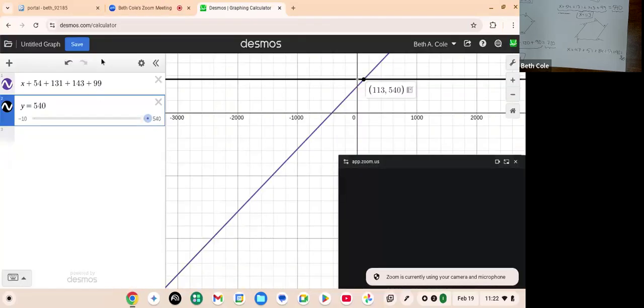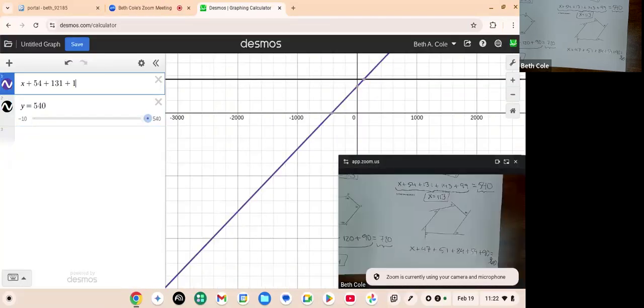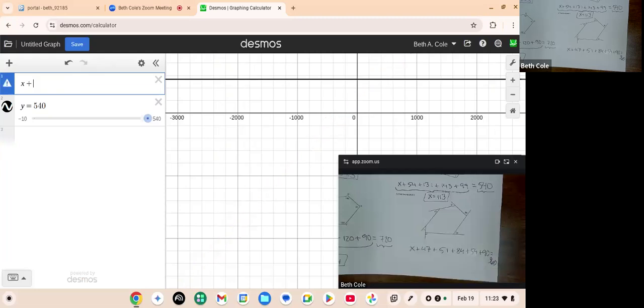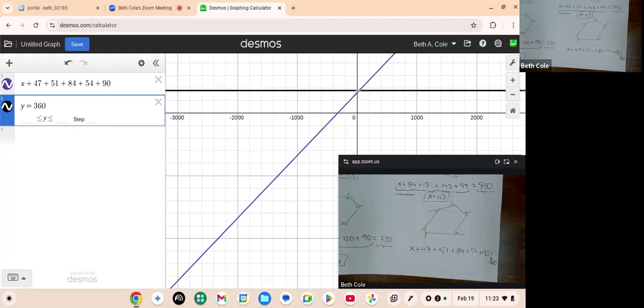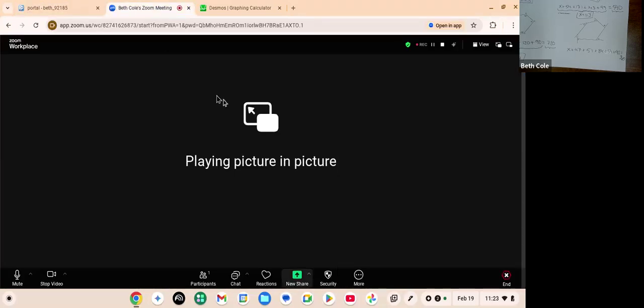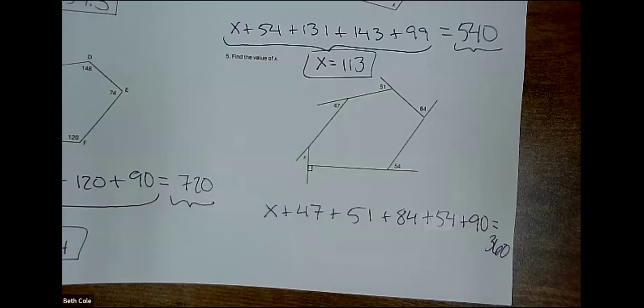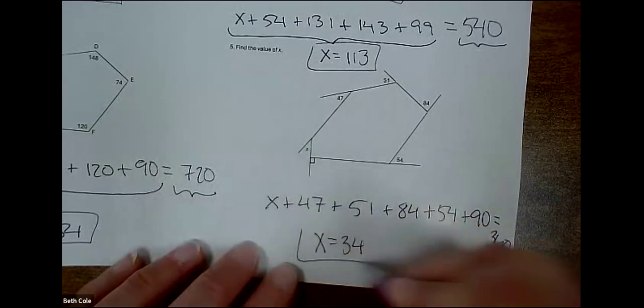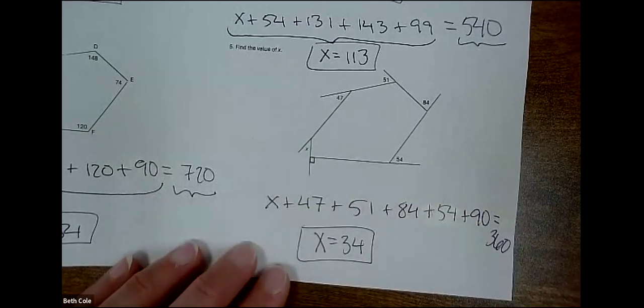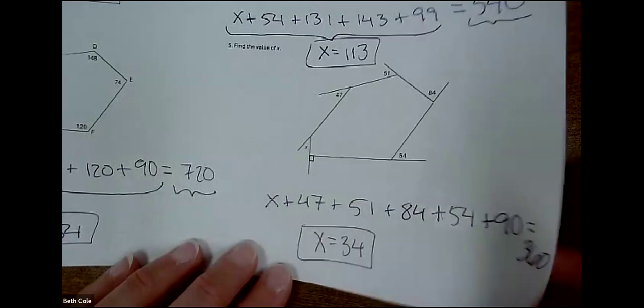So I'm going to do the exact same thing again. All right, so x plus 47 plus 51 plus, and then I'm going to change this to 360. Click on the intersection. Our answer is 34. Cool. So exteriors are always 360. They always add up to 360.